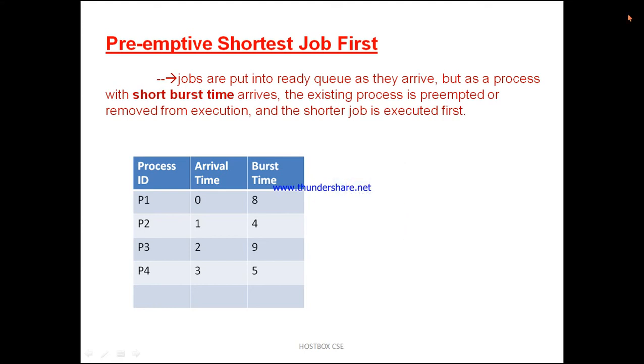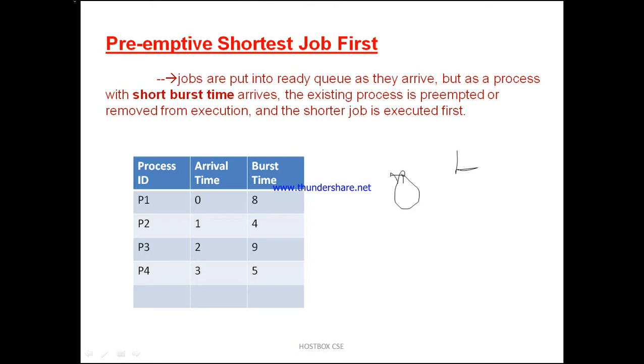In the CPU we have a ready queue. The ready queue has processes called P1, P2, P3, P4. Let's take the arrival times 0, 1, 2, 3. P1 has arrival time 0 and burst time 8, P2 has arrival time 1 and burst time 4, and P3 has arrival time 2 and burst time 9. At last P4 has arrival time 3 and burst time 5.